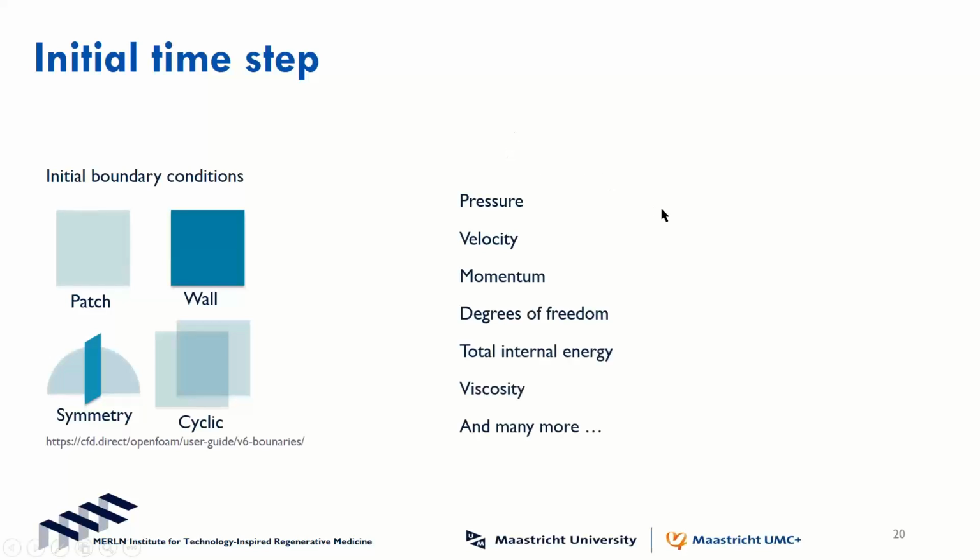Then we can define different kinds of initial boundary conditions depending upon what you want to actually calculate at the end. So like pressure, velocity, momentum, degrees of freedom, total internal energy, and it's not limited to that. You don't have to define all of them. You have to just give the primary variables, and then it can calculate the rest. And also you can create your own initial values to give, and then it will calculate those values at other time steps for you too, if you have given all the equations.